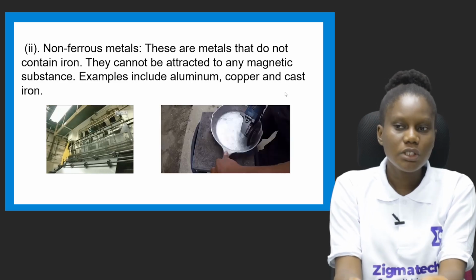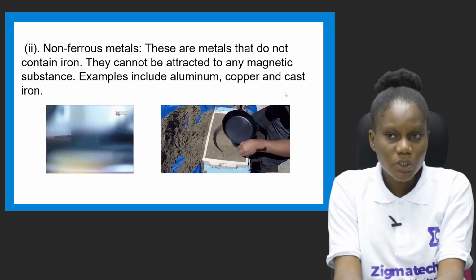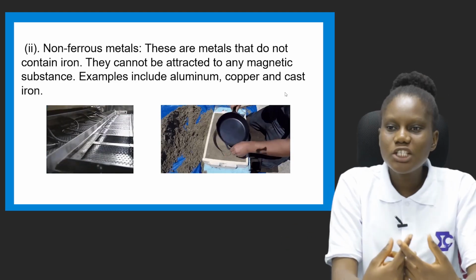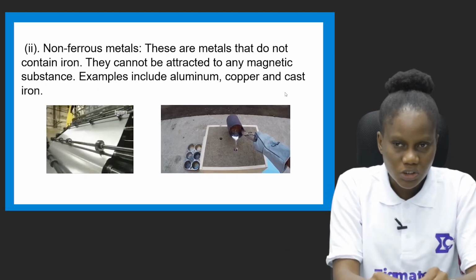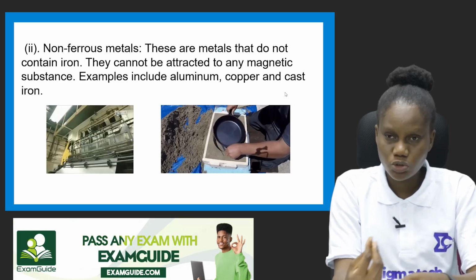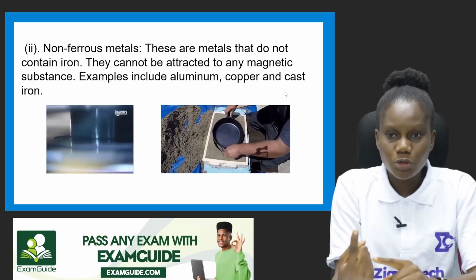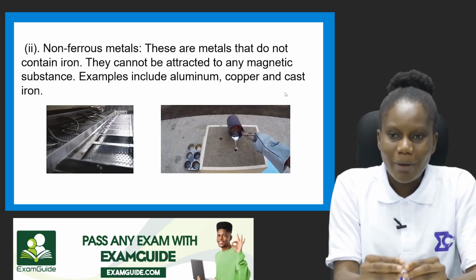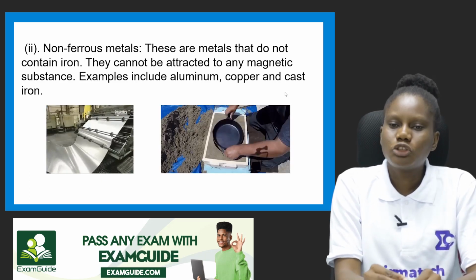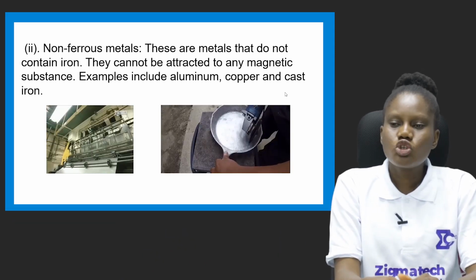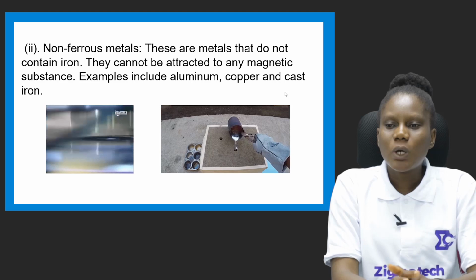We have aluminium. You can see aluminium and zinc used in making buildings, in construction. So if you take your magnet close to it, it will not attract it to itself. As you can see from the video playing, that is aluminium, and if you take your magnet close towards it, it's not going to attract it. So you also have copper and cast iron.